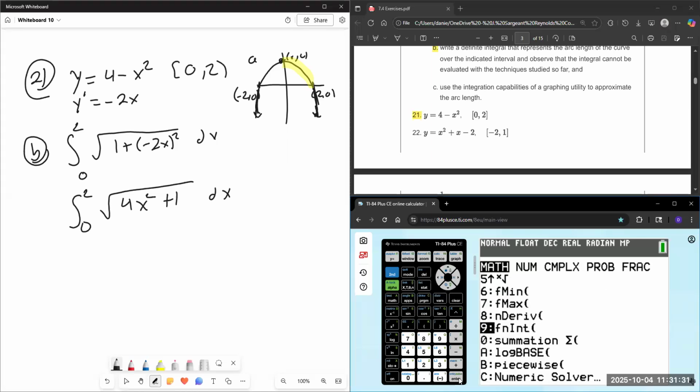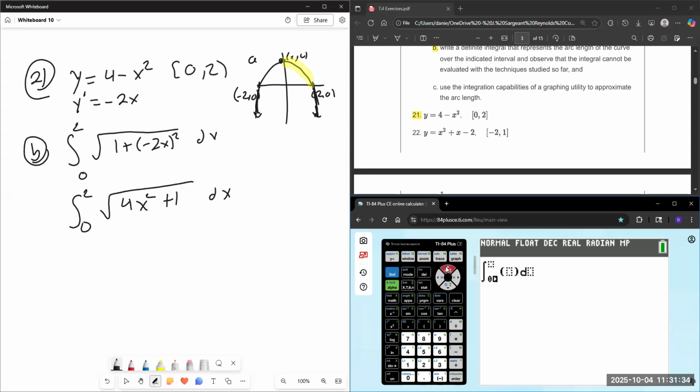Math, functional integration, 0 to 2, and then square root of 1 plus 4x squared dx, like that. And then going to enter. And this is approximately, this is my answer for part C, 4.647. I go to the nearest thousandth.